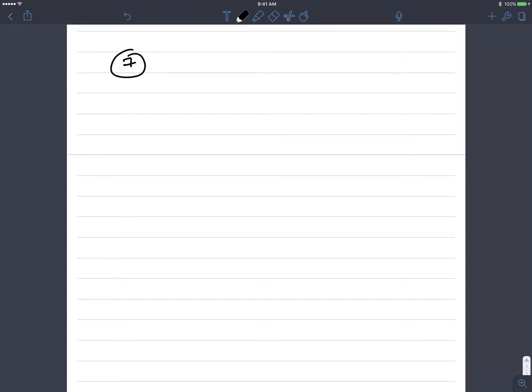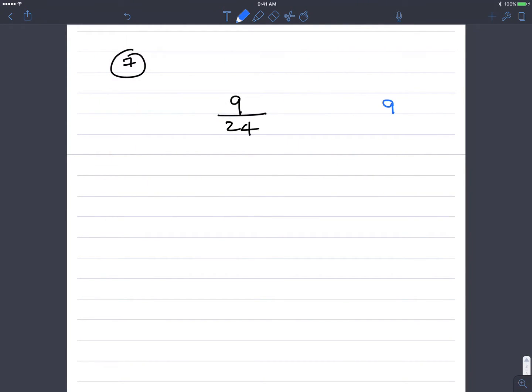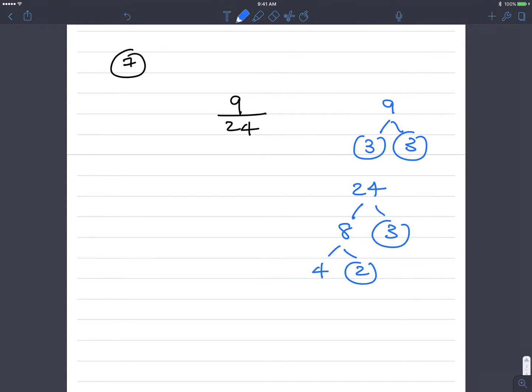Number 7, 9 over 24. We're going to factor the 9. Two numbers multiplied together that give 9 are 3 times 3. For 24, 8 times 3. Let's break down 8: 4 times 2. Break down 4: 2 times 2. So we have 3 times 3 for the numerator, replacing the 9, and then 3 twos and a 3 replacing 24.